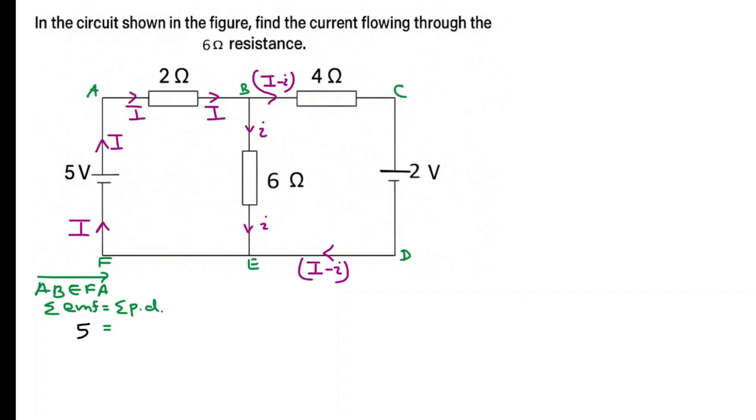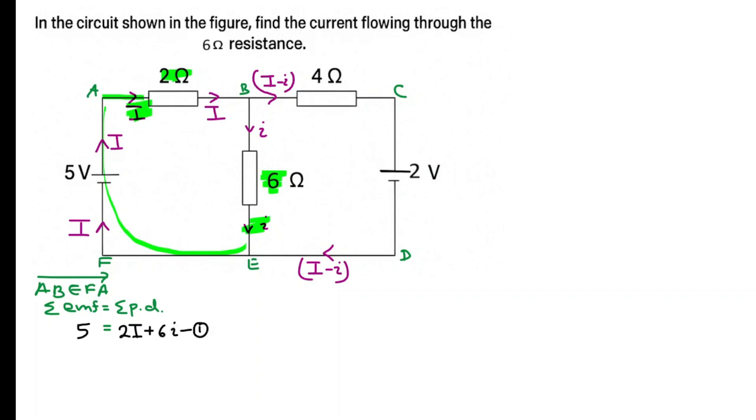Now we need to do the same walk and find our PDs. So let's start from here. I got one of them here, which is 2I. That's the first PD. Then I can go like that, and there is 6 lowercase i, and that's it. So let's write this one: 2 capital I plus 6 lowercase i. That's my first equation.